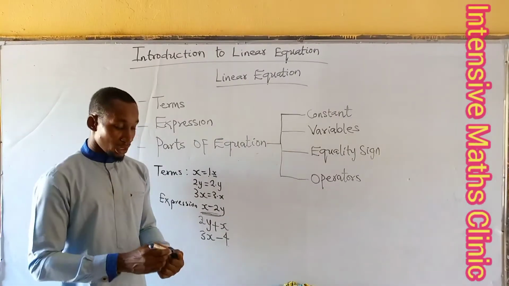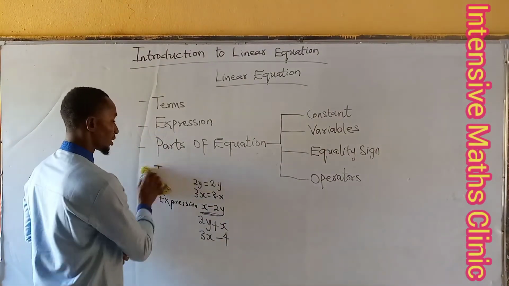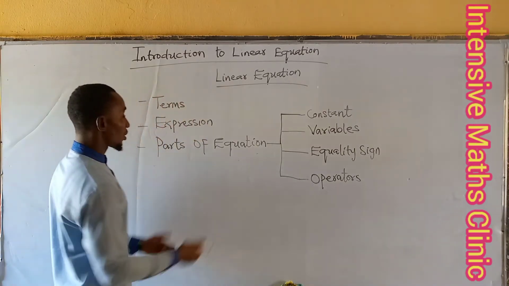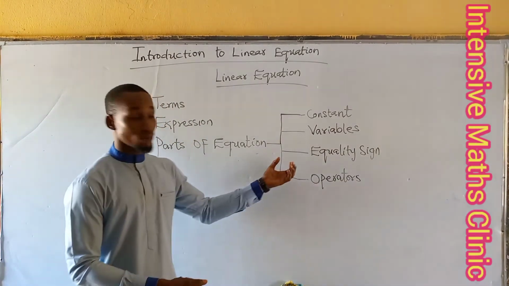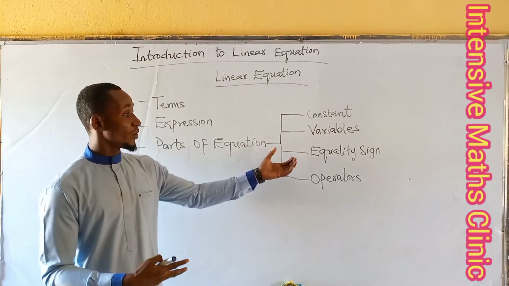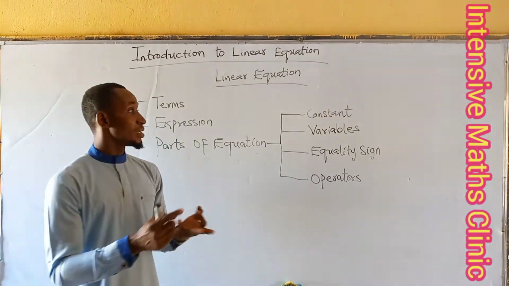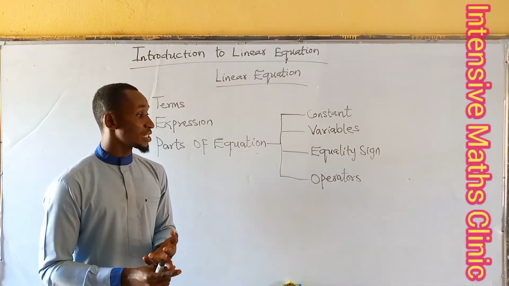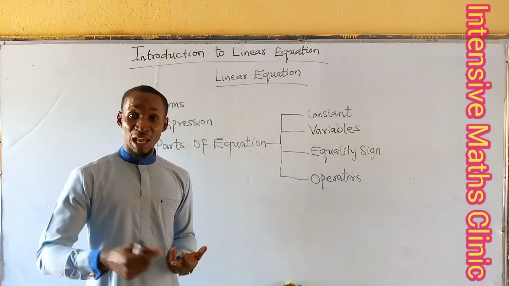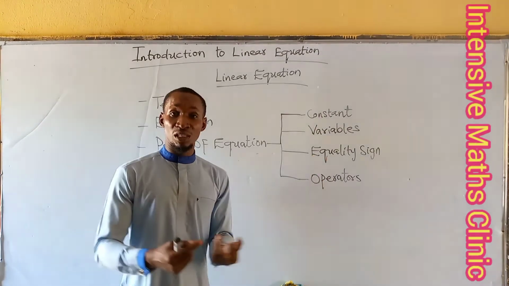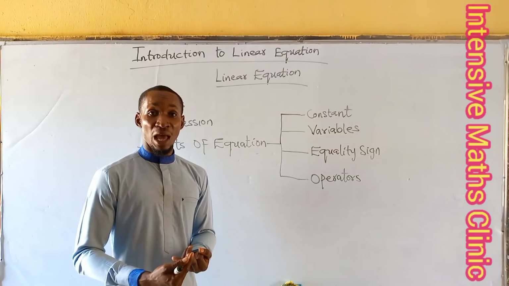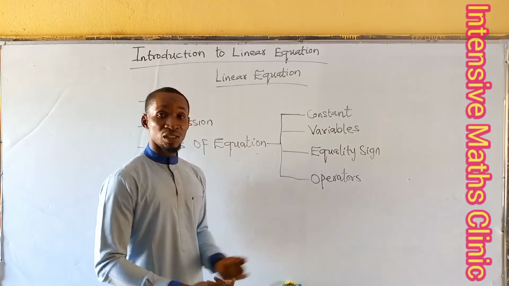So we move to the next terminology, which is the parts of equation. What are the terms we have in an equation? An equation comprises 4 different parts. An equation will have a constant, it will have a variable, it will have an equality sign. The equality sign is very, very important. That is the reason why it is called an equation. When an equality sign is not found in an expression, it cannot be an equation. So the presence of that equality sign makes it an equation.